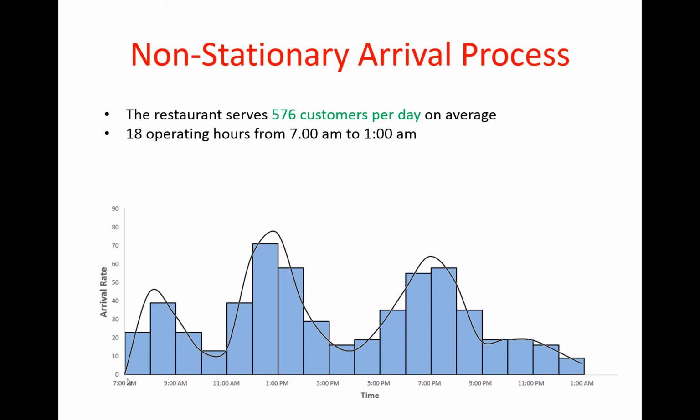So I am using 1 hour intervals, and I'm assuming that during the first hour interval I have about 23 arrivals per hour and so on. So as you can see, I can see the peak during breakfast time, and I can see the peak during lunchtime, and then the arrival rates go down, and then it goes up again during dinner rush, and so on.